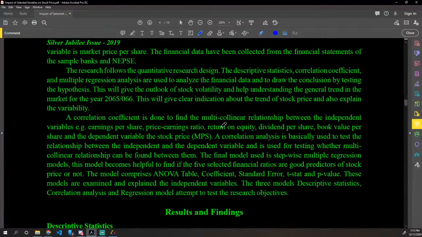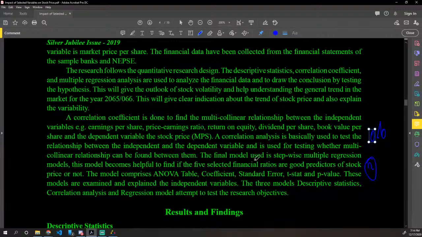The correlation is done to find the multicollinear relationship between the independent variables and the dependent variable, the stock price. It's basically the relationship between this and that, and the variation is just the equation kind of thing. The correlation is used to test the relationship between the independent variables and whether a multicollinear relationship can be found between them.